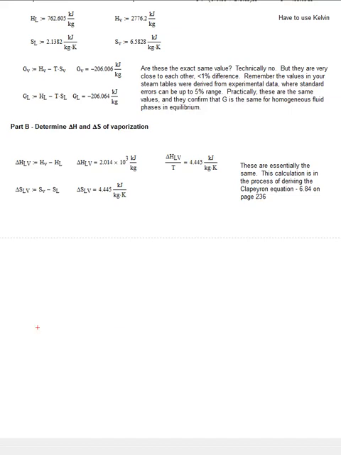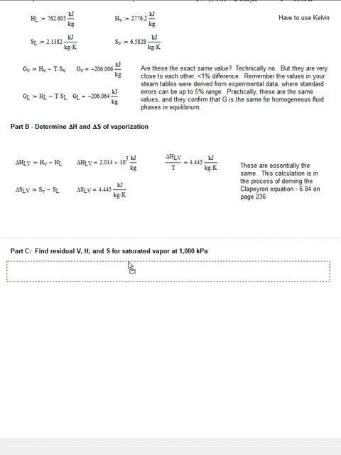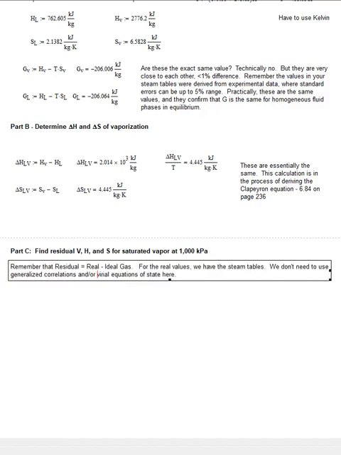Get rid of that. Part C. So part C is the first residual value calculation that we're going to do in this course, and we are going to use the steam tables for this. What we are asked to do is find the residual values of volume, enthalpy, and entropy for saturated vapor at 1,000 kilopascals.